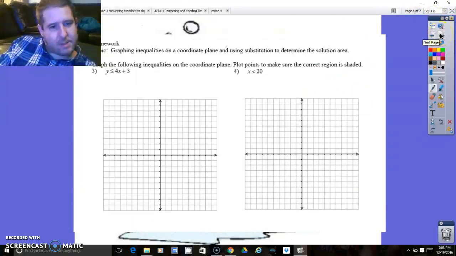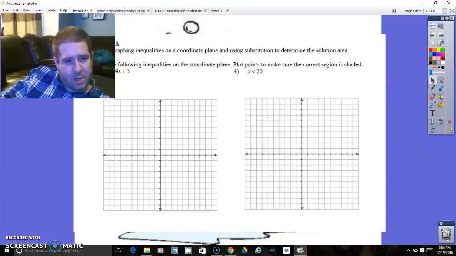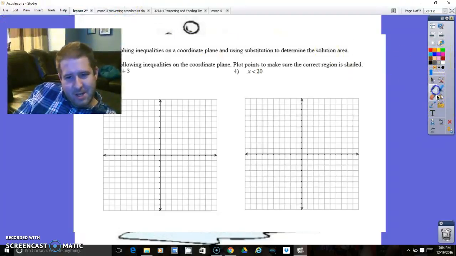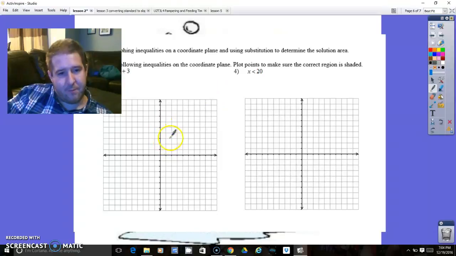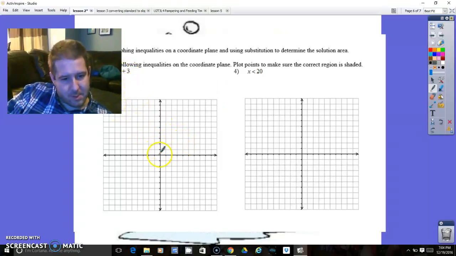So let's go straight to the homework. It says graphing inequalities on a coordinate plane. Graph the following inequalities on a coordinate plane and plot the points to make sure the correct region is shaded. So pretend that this is an equation, 4x plus 3. Now by now you should already know how to graph linear equations. We know that this is slope-intercept form, which means 3 represents the y-intercept. I'm making each point worth 1.